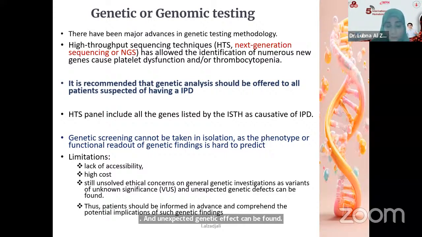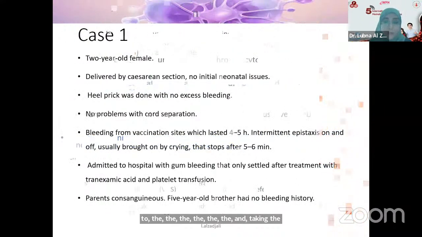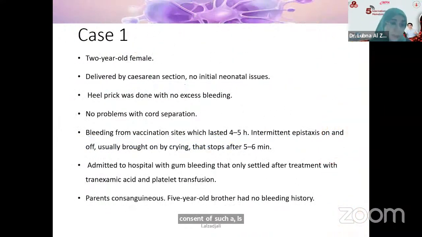The patient should be informed in advance and comprehend the potential implications of such genetic findings, and taking consent for such testing is mandatory. I will just go through a case quickly.